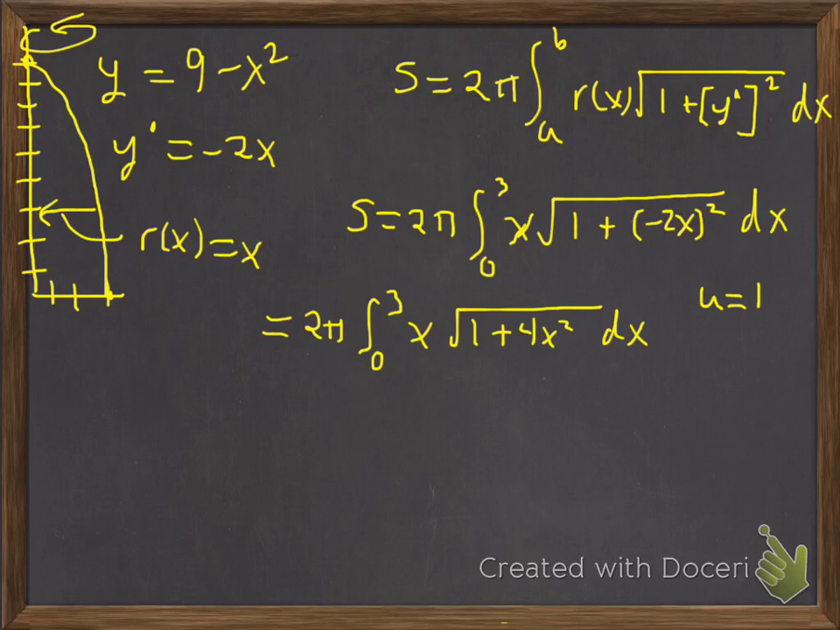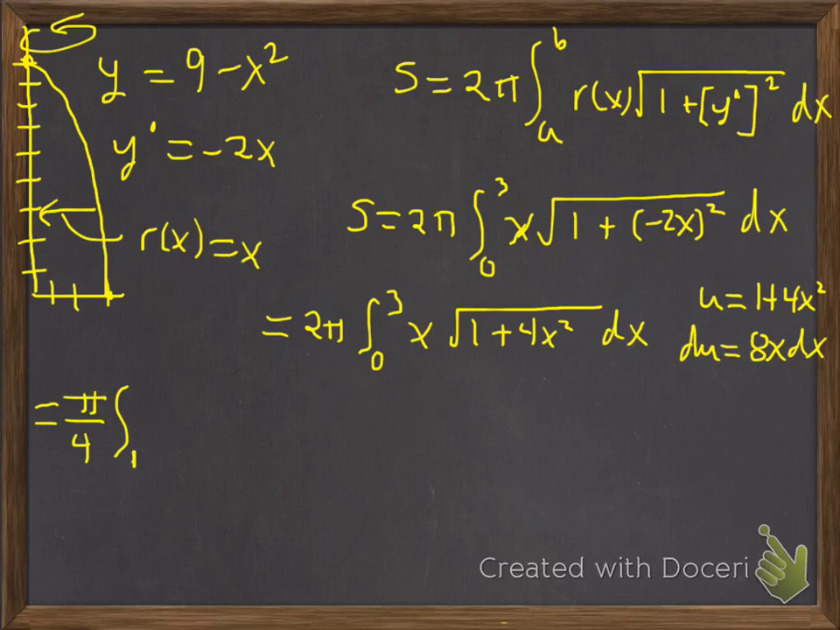We'll let u equal the stuff under the square root, so 1 plus 4x squared. Du will be 8x dx, so we're going to need to divide by 8 here. So it becomes pi over 4.